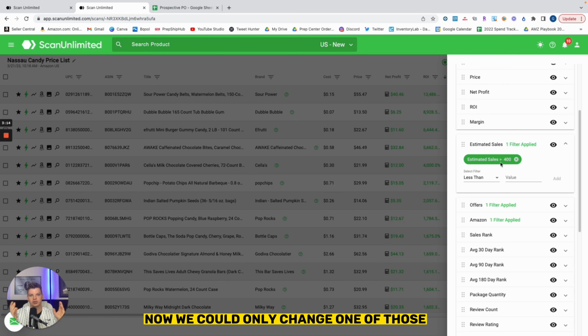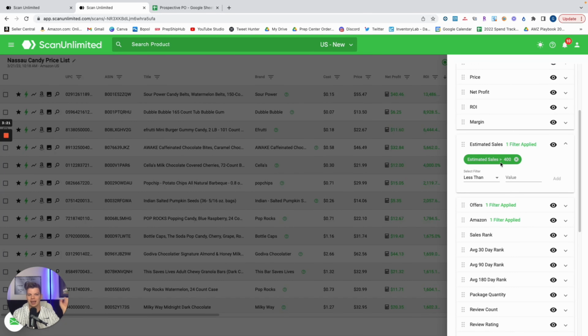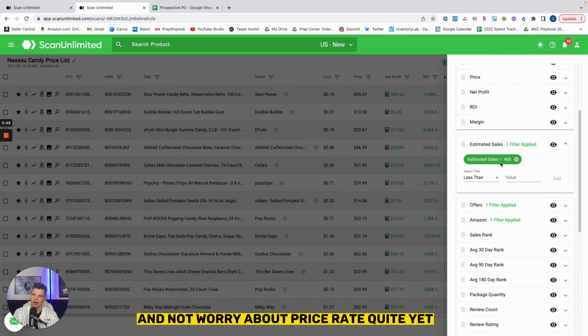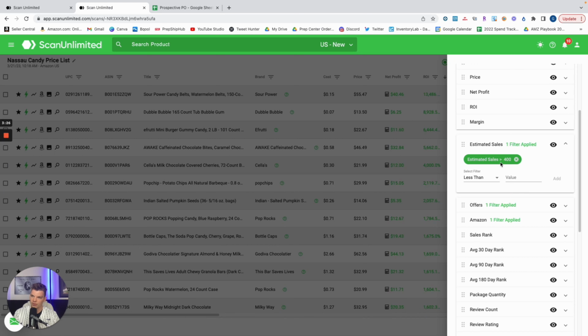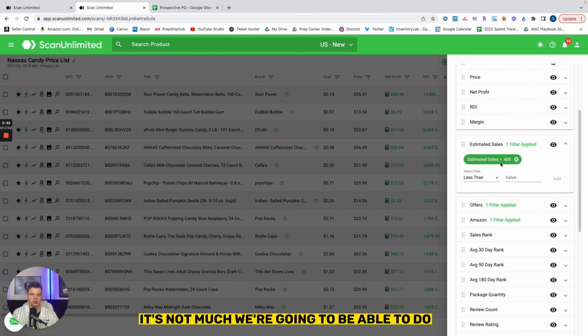Now, we can only change one of those. We can change the price. We cannot change velocity. That's why we're going to filter on velocity and not worry about price quite yet. If there's a product ranked around 500,000 that moves maybe 5 times a month, there's not much we can do to fix that scenario. We're not going to generate hundreds and hundreds of sales for a listing if people just don't want to buy it. Obviously PPC has some effect, but not a significant one.